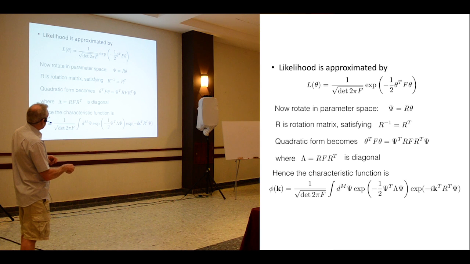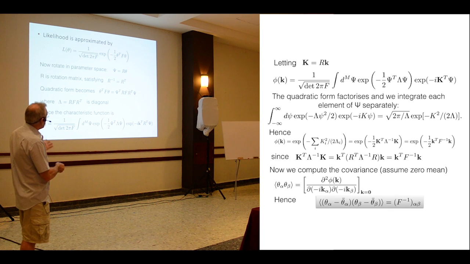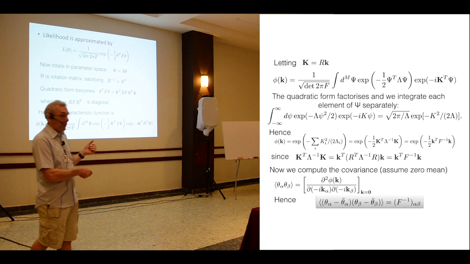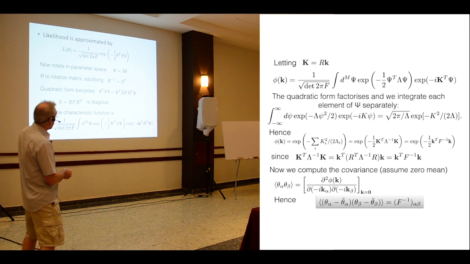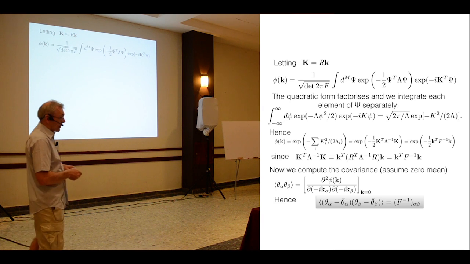This is the exponential term, which is e to the minus i k dot theta. So I've replaced theta by R transpose psi. I've also changed the integration from theta to psi. There's a Jacobian involved in making that transformation, but because it's a rotation, that Jacobian is unity. So d^M theta is the same as d^M psi. Okay? So that's the expression of the characteristic function in terms of these new variables. And if I define a new k vector, which is just R times k, then this exponent simplifies to this.